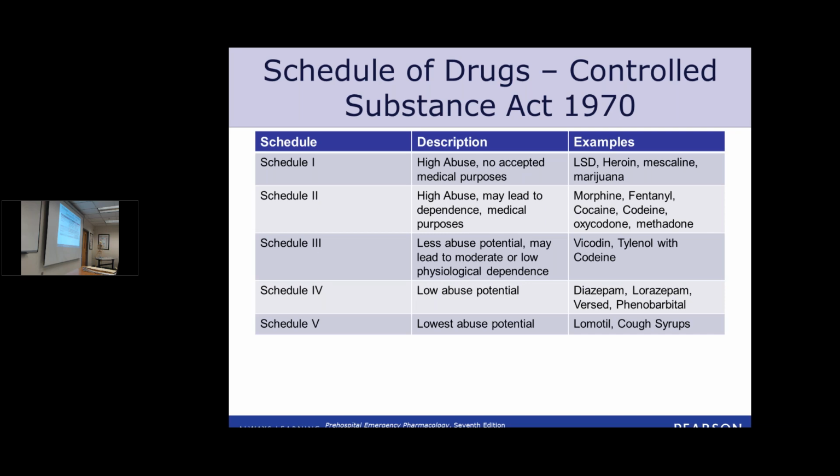But nevertheless, the way the federal government reads that is that LSD, heroin, mescaline, and marijuana have no medical use at all. Okay, high abuse for the possibility. Schedule 2, Schedule 4 are your two big ones. Schedule 2: high abuse may lead to dependence, but it does have medical purposes. That includes morphine, fentanyl, cocaine, believe it or not, codeine, oxycodone, and methadone. Right?